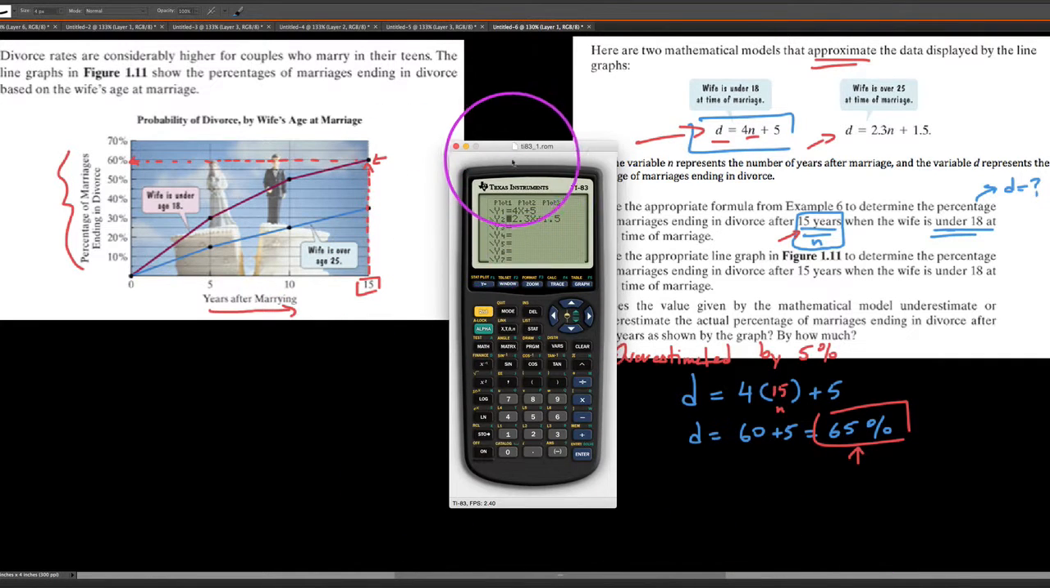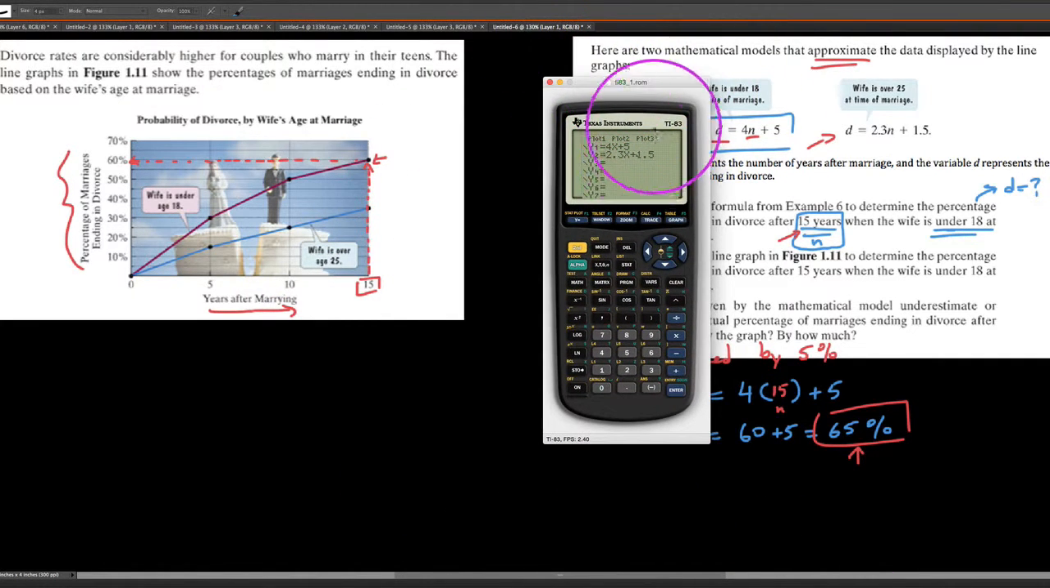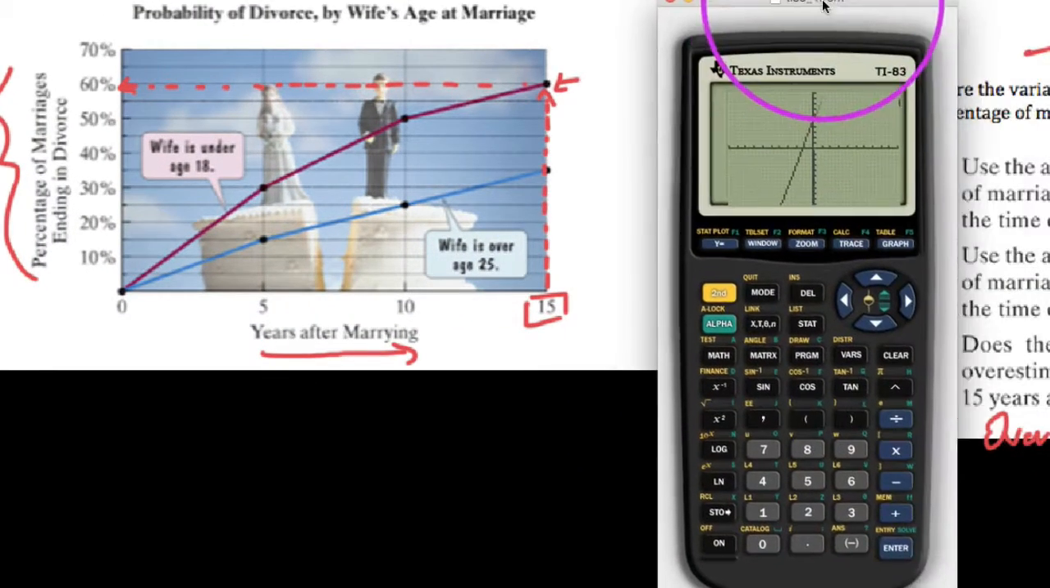So what I've done is I've gone in and put these models into my graphing calculator. And you'll notice I'll turn these graphs back on here. But we have y equals 4x plus 5. I can't put in D's and N's. So we're going to have to say our dependent variable, which is the percentage of marriages here, is equal to 4 times x plus 5, where N is the independent variable, the number of years. So I put both of these in. I'm going to go ahead and hit graph.